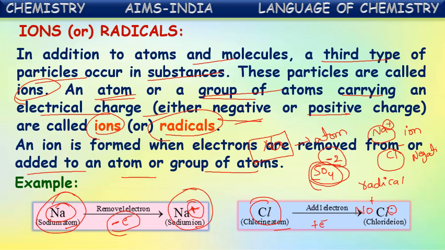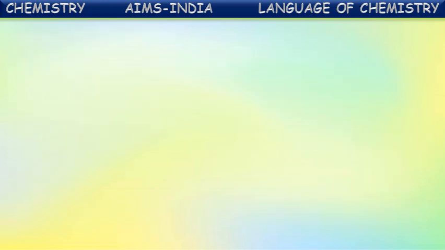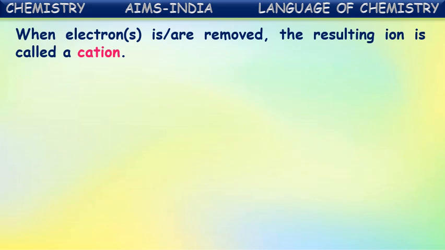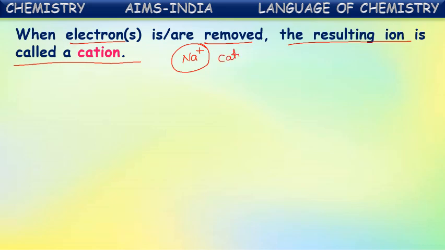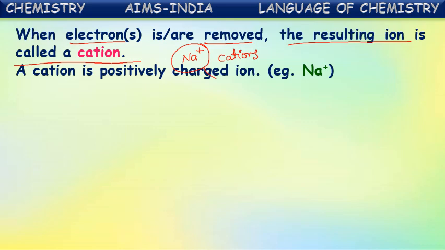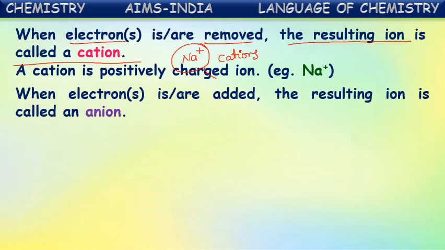Okay, loss of electrons, gain of electrons, addition of electrons, removal of electrons. See, when an electron or electrons are removed, the resulting ion is called a cation. Sodium is getting a positive charge, and positively charged ones are called cations. Did you get the clarity? When an electron is removed from the atom, that ion is called a cation. A cation is a positively charged ion.